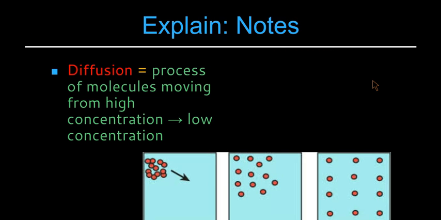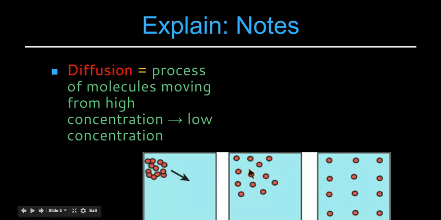So diffusion, the first process that we're going to talk about, is the process of molecules moving from a high concentration to a low concentration. So in this diagram below, the molecules start out really close together like we just saw in the high concentration box. They're touching, there's not really any space between them, but they're going to diffuse out from a high concentration to a low concentration. So in this middle picture, they've got a little bit more space between them.